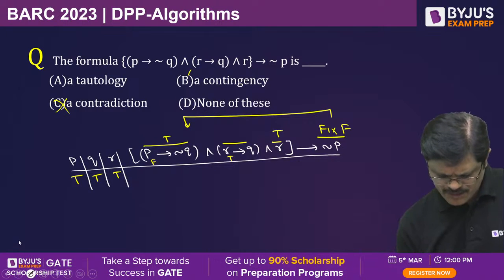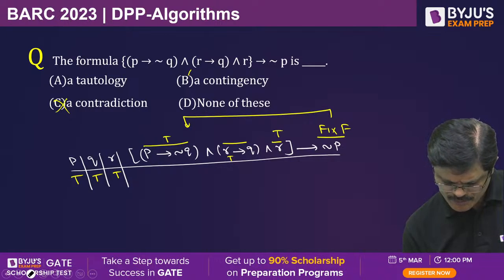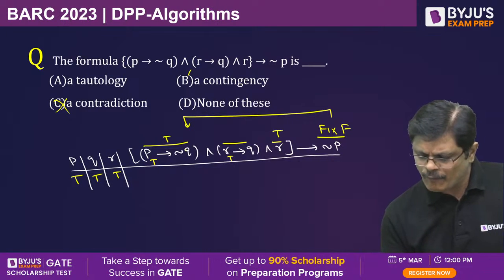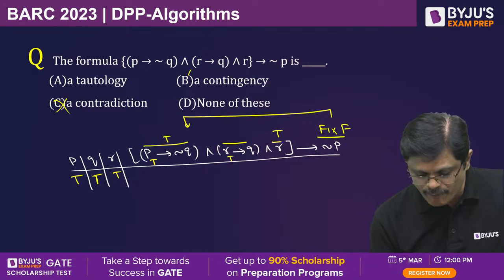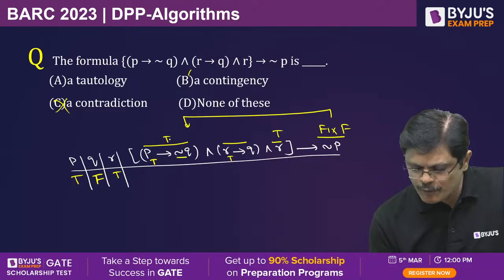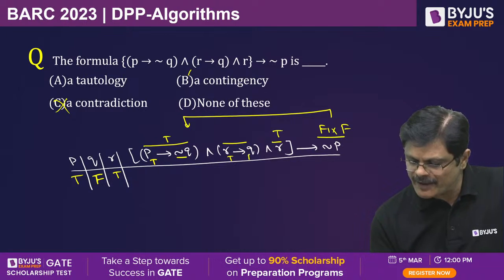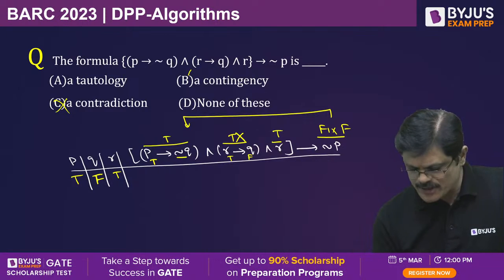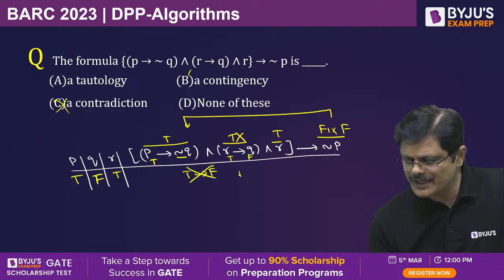P is true, right? If I take P false, then it will go wrong. P is true. So true implies what? Negation Q should be true, that means Q should be false. Here, if you want it to be true, negation Q must be true, that means Q is false. But when Q is false, you cannot make it true. This is not possible. Therefore, true implies false is not possible. Therefore, it is a tautology.